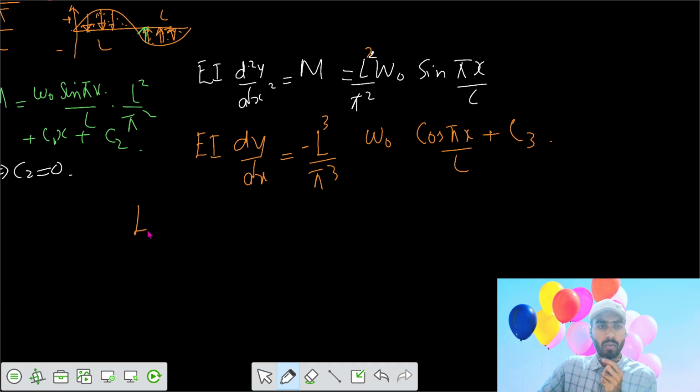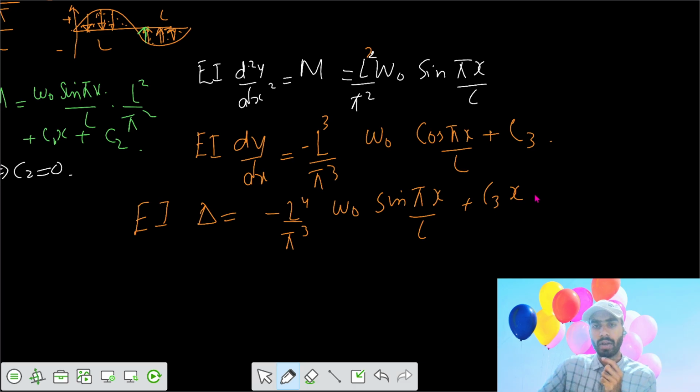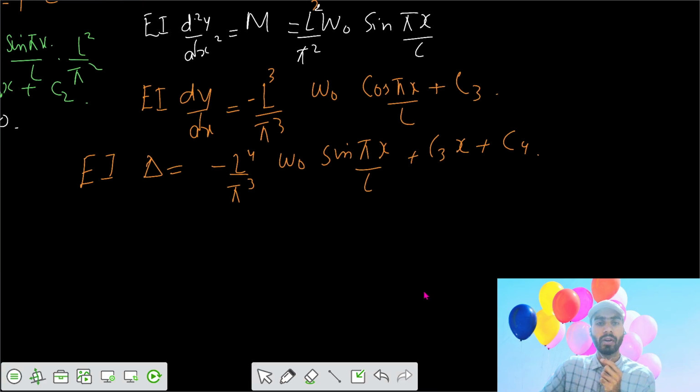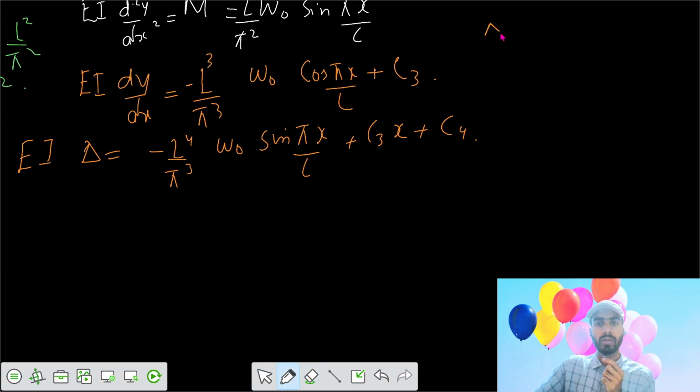Similarly, if we integrate one more time, we get EI delta equals minus L to the power 4 by pi cube, w naught sine pi x by L, plus some constant C3 into x plus C4. Now let's apply the boundary conditions, this was your support, this was your beam.